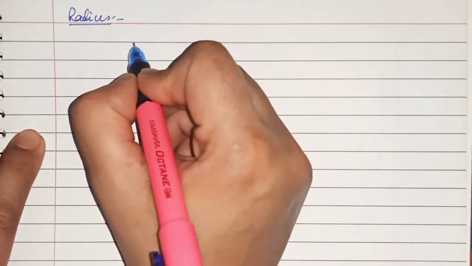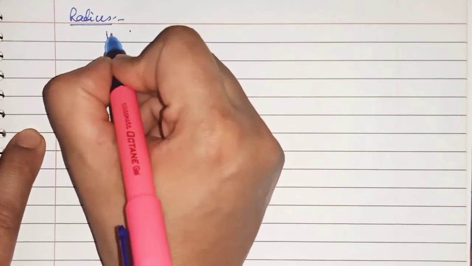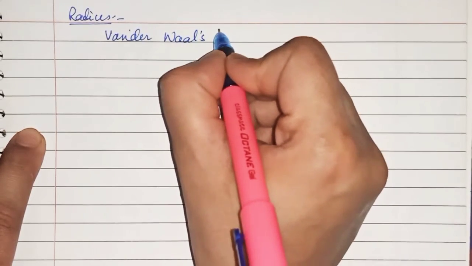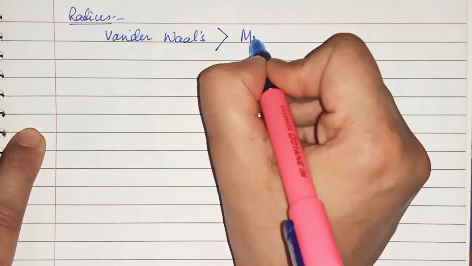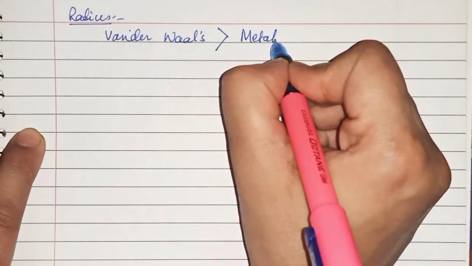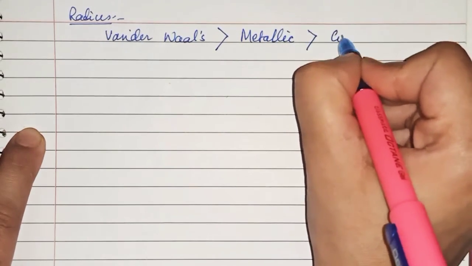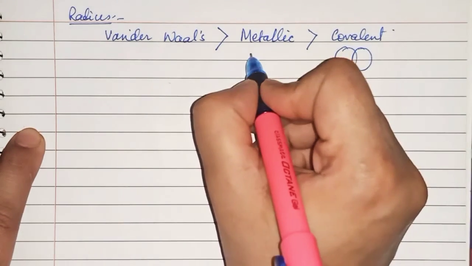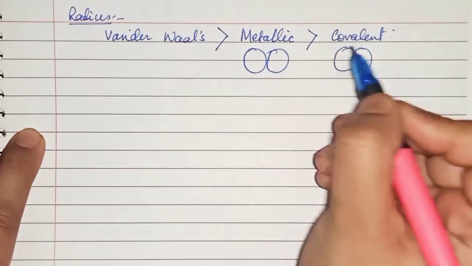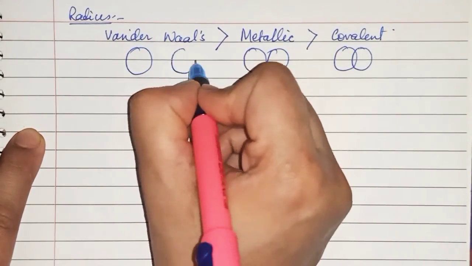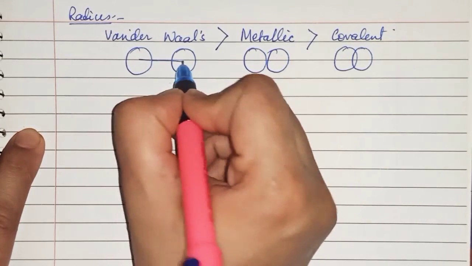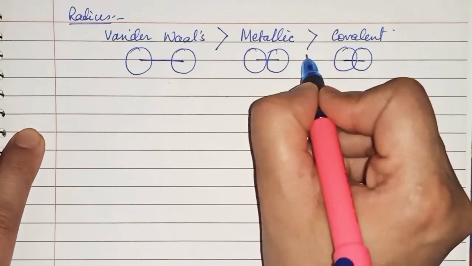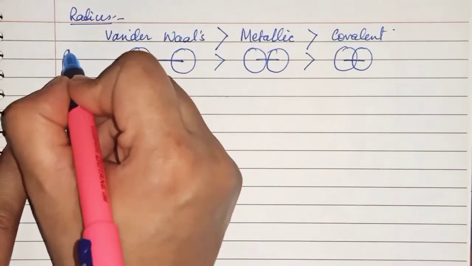Now you can conclude that the largest radius will be the Van der Waals radius, then the metallic, then the covalent. Okay, because here it is overlapping, here it is touching of the edges, and here there is a slight gap in between two molecules. So this is the largest one, then this, and here it is overlapping, that's why it is the smallest radius. Okay.